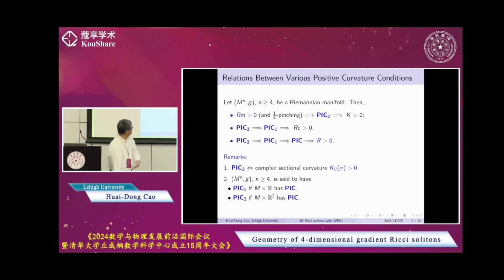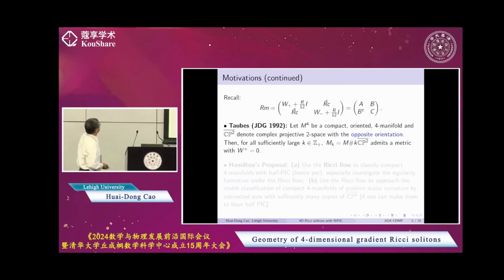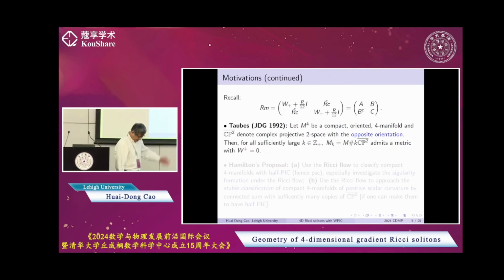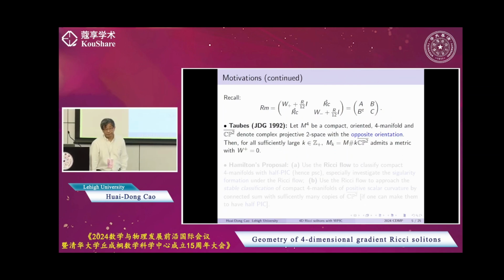Now, as Professor Yau reminded me, Taubes's 1992 JDG paper, the Taubes result says any compact oriented four manifold without boundary, closed, if you connect enough copies of CP2 bar, then you can make it half conformally flat. That means the W plus is equal to 0. So that's anti-self-dual.